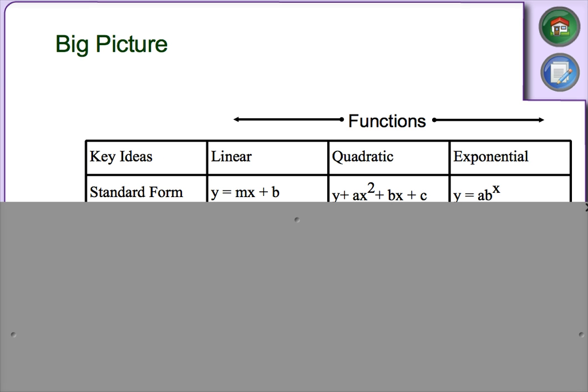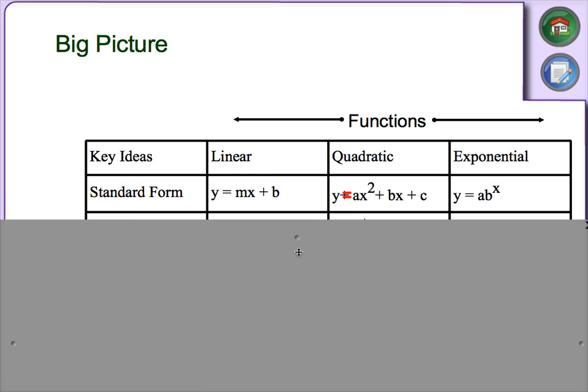So if we look at some of these key ideas, linear equations, as you will remember, the generally used form is y equals mx plus b, not technically the standard form. Quadratic equations, y equals, sorry, that should be an equal sign there, ax squared plus bx plus c. And the exponential form, which we just reviewed, was y equals a times b to the x.